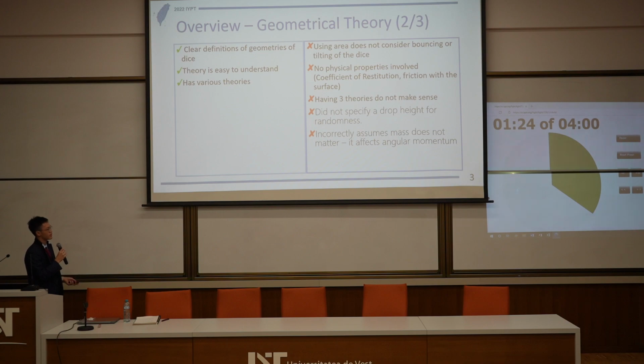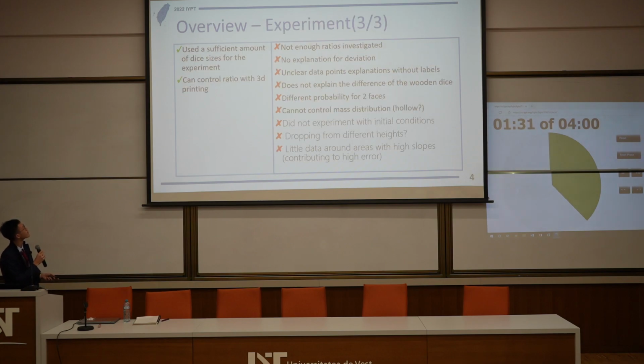She also incorrectly assumes that mass doesn't matter because it will affect the angular momentum of the dice, and that will be covered later. So for the experiments, she used a sufficient amount of dice sizes, and she also controlled the ratio with 3D printing. Some cons are that she couldn't verify how the 3D printed dice was made, so even if it were asymmetric and she were still using a symmetric model, she wouldn't be able to use that for error. She has no explanation for deviation.